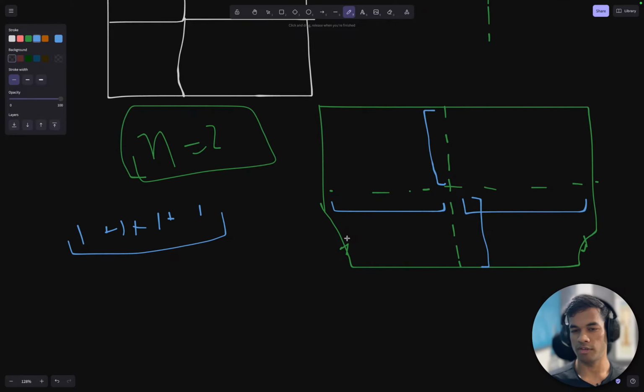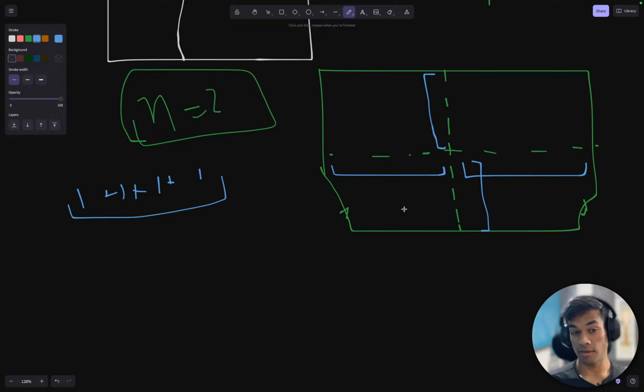And all of these 4 choices are independent from each other. We could have a line, or we could not have a line. In total, we have 4 independent choices.